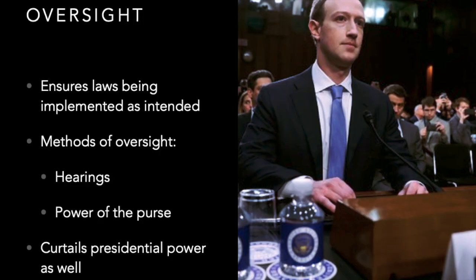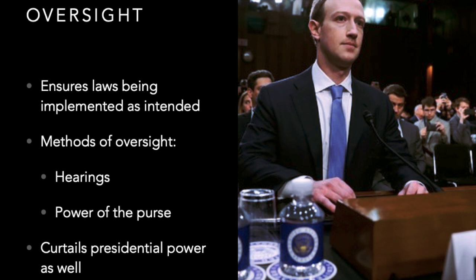So oversight hearings are important for Congress because, A, they're televised, and B, if Congress finds problems with what they hear at oversight hearings, then they're more likely to pass a new law, which would then regulate what the bureaucratic agency is doing. And so congressional oversight, on the next slide here, ensures that laws are being implemented as intended.